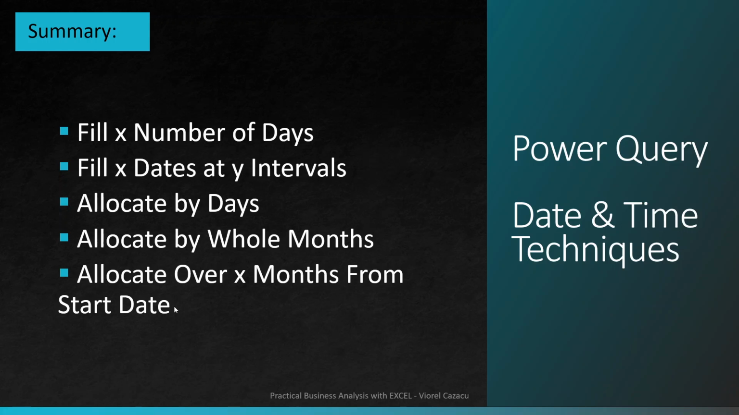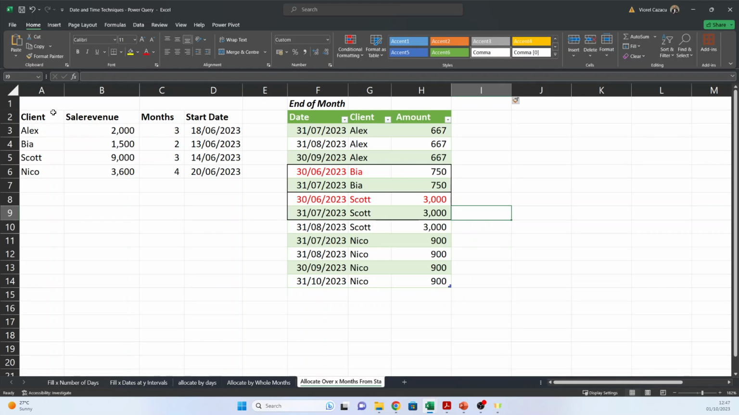And now we go to our last allocation technique, allocate over months with the condition when the start date happens. So the scenario is this: we have to allocate based on the condition if the start date is before 15 of June, 15 of the month, or not. If it is before or equal to the 15 of the month, it allocates the month end starting with that month.